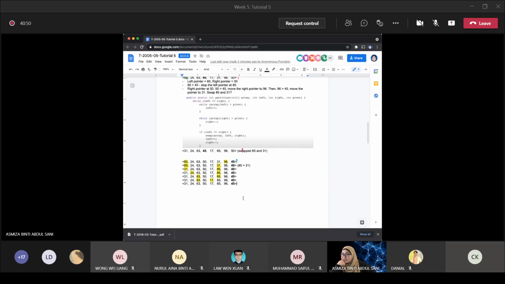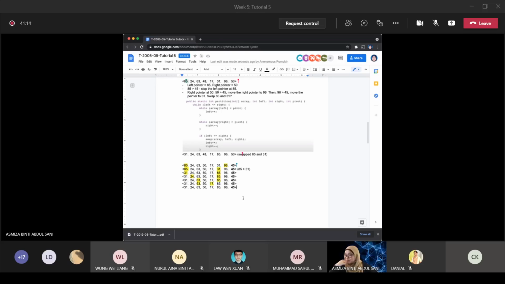Right pointer is at 50. 50 is bigger than 45. Move the right pointer forward to 96. Then 96 is bigger than 45. Move the pointer to 31. Swap 85 and 31. Do you see the reason why I don't use this algorithm, rather I use the one in the lecture?